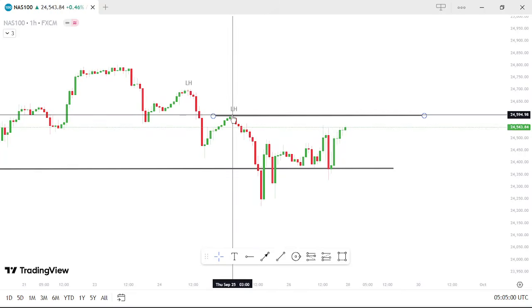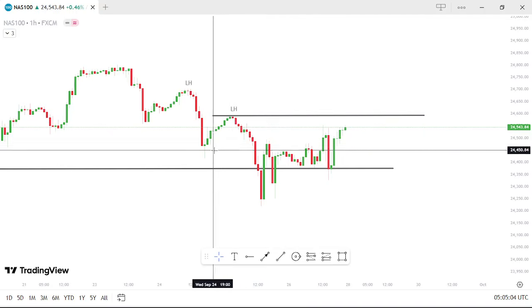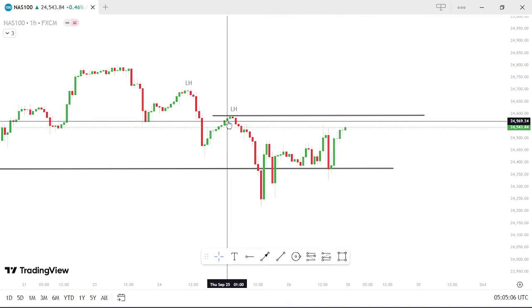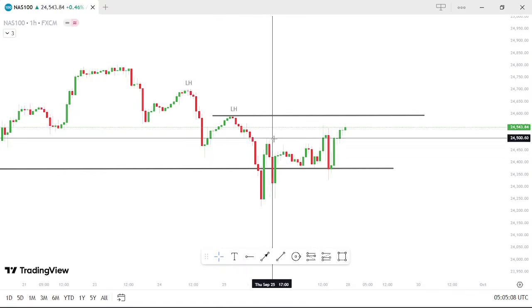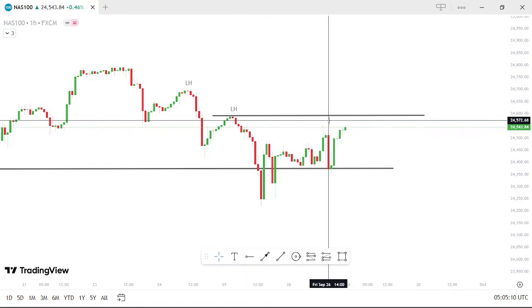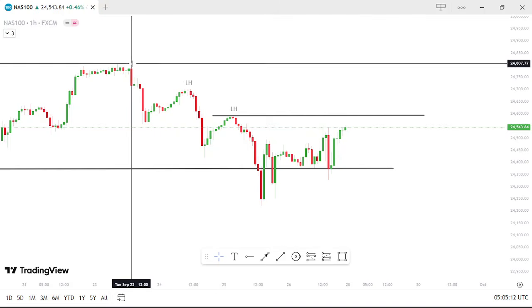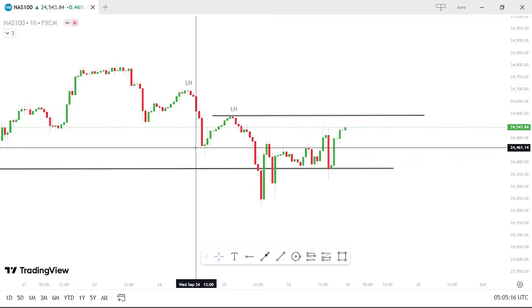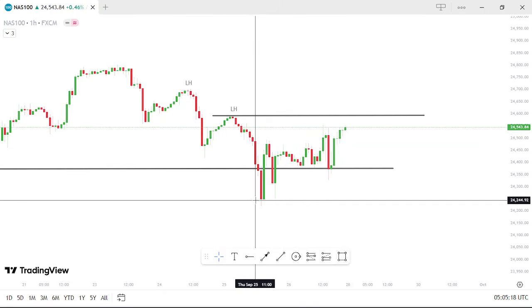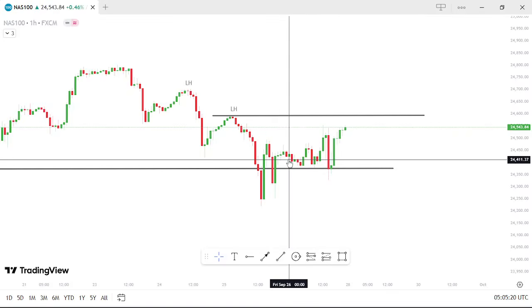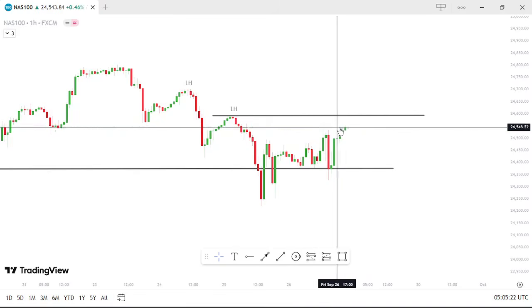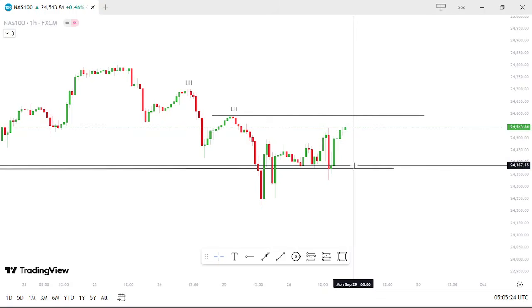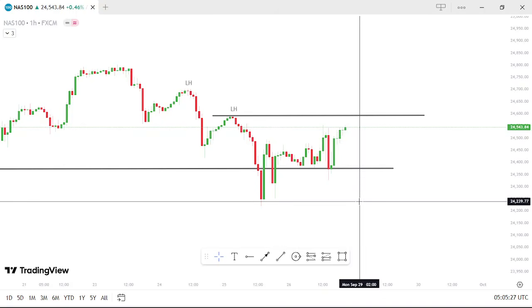Why do I use this level? I use this level because this was the lower high that made this low. So far, price is still respecting structure: lower high, lower low, lower high, lower low, lower high, lower low. Price can obviously, inside the zone, decide to start going down all of a sudden. That wouldn't be a surprise.